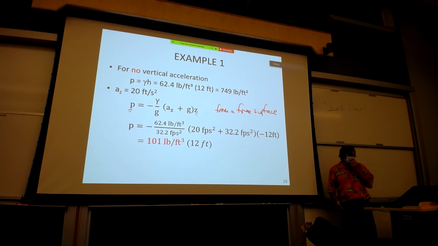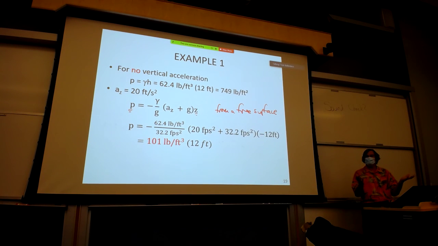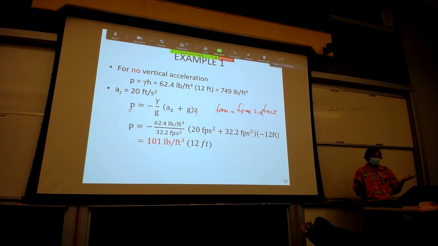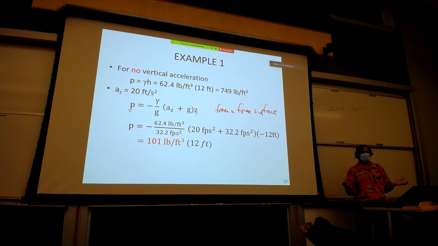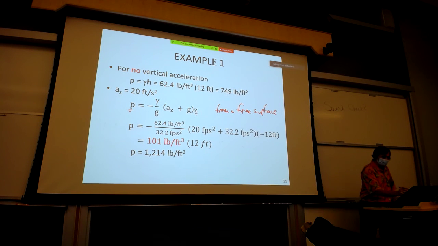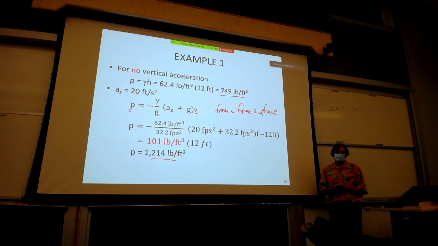So that would be the effective specific weight. Instead of 62.4 pounds per cubic foot, everything but the 12 feet, again, is what I was calling gamma prime. And you can see with upwards acceleration, you have a higher effective specific weight. And now, compared to what we had for statics, you can see that we've dramatically increased the pressure on the bottom.